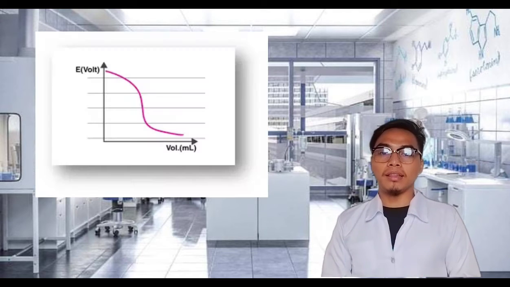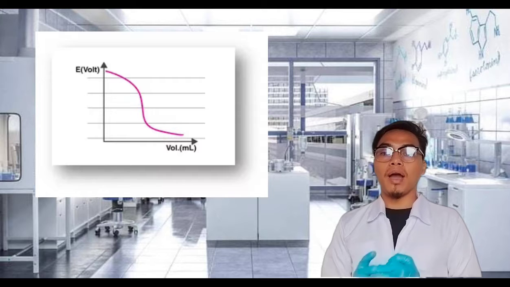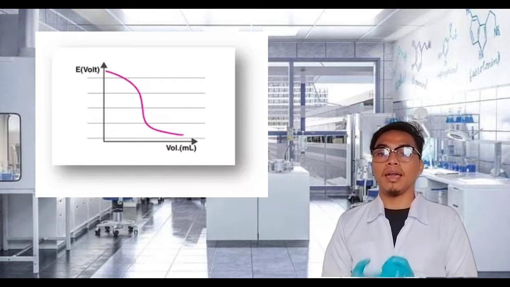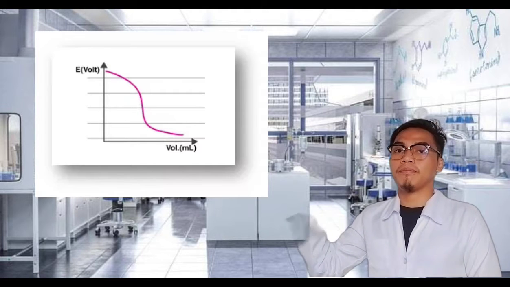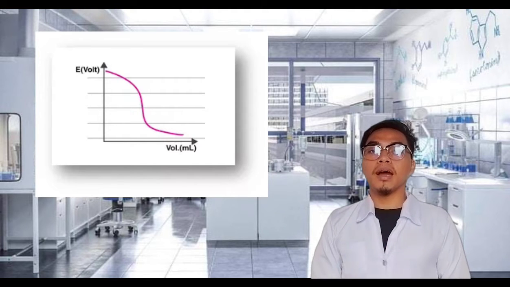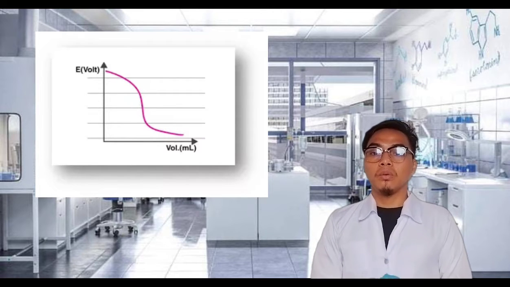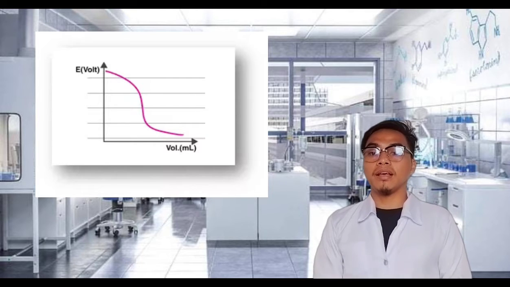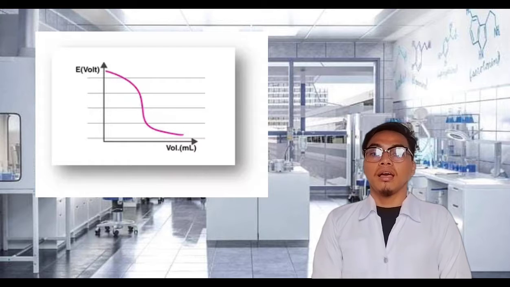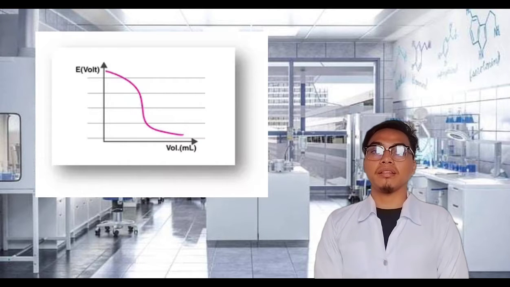Now a graph is plotted with the potential difference on the y-axis and the volume on the x-axis. So let's look at this graph. It can be observed from the graph that the electric potential of the cell is dependent on the concentration of ions which are in contact with the indicator electrode. Therefore, the E cell is measured with each addition of the titrant.